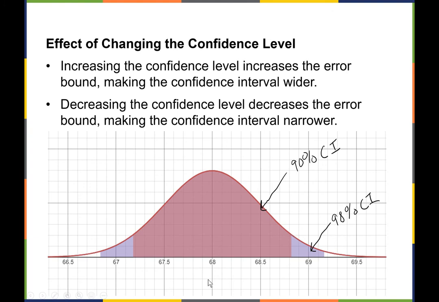Since you're more confident, you have a wider range of values, so you're more confident the mean is likely to fall in there. When you decrease your confidence level, if you go from 98% confident to 90% confident, you have a smaller range of values that could fall in there, right? So it makes sense if you think about it carefully. If you're more confident, it's because we're given a wider range. If you're less confident, it's because there's less range.